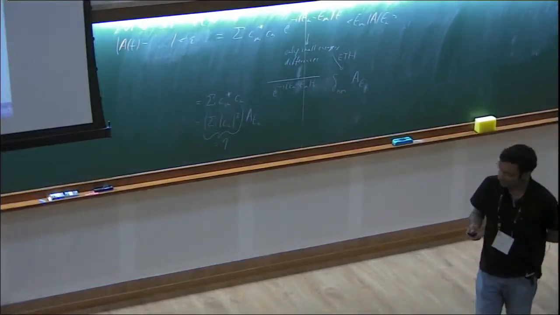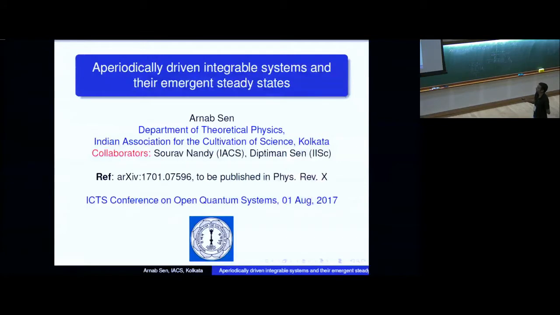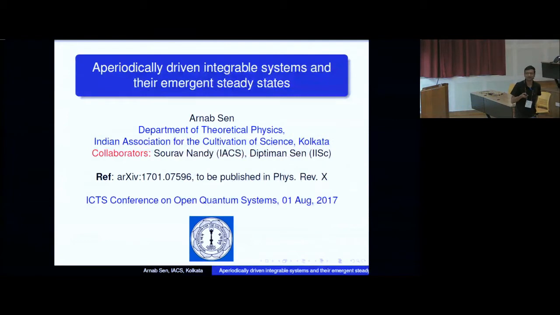Okay, so today I'm going to talk about some recent work that I did on driven integrable systems and their possible emergent steady states. And at the outset, I would like to acknowledge my collaborators. So Shourabh Nandi is my PhD student, and Deeptiman Sen is my colleague from Indian Institute of Science, Bangalore, and both of them are in the audience.